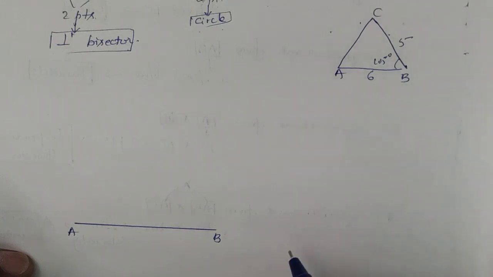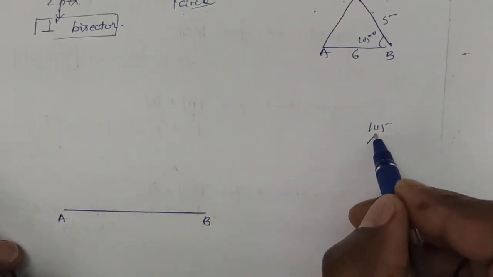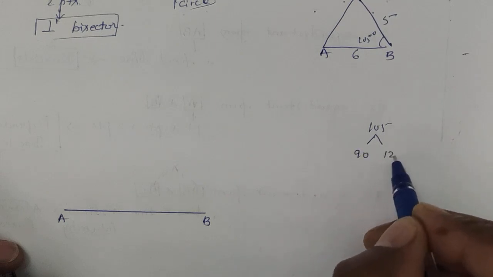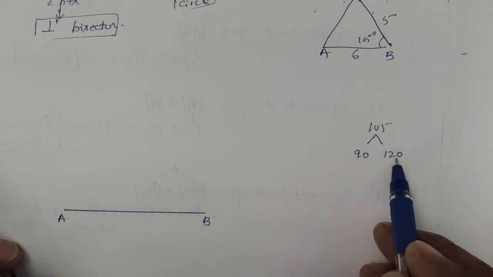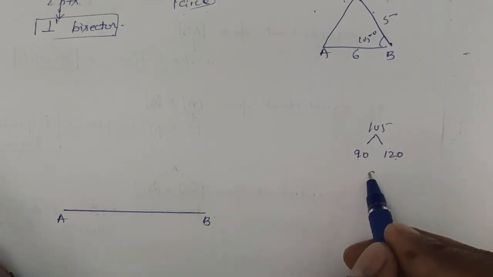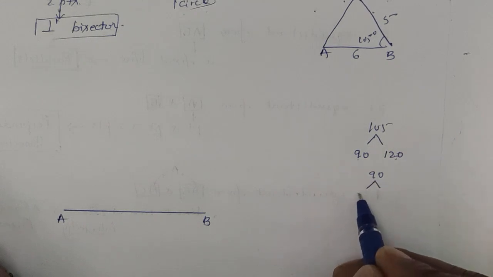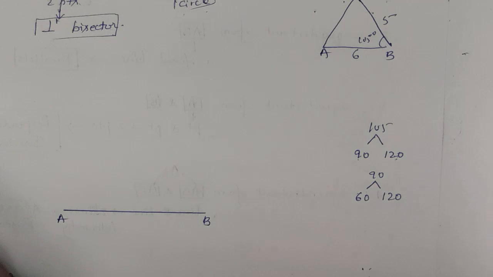First, fix how to draw 105 degrees with the compass. To get 105 degrees, we have to construct 90 degrees and 120 degrees, because 105 degrees comes between 90 and 120. But how do we construct 90 degrees? 90 degrees comes between 120 and 60. So with this idea we finish.